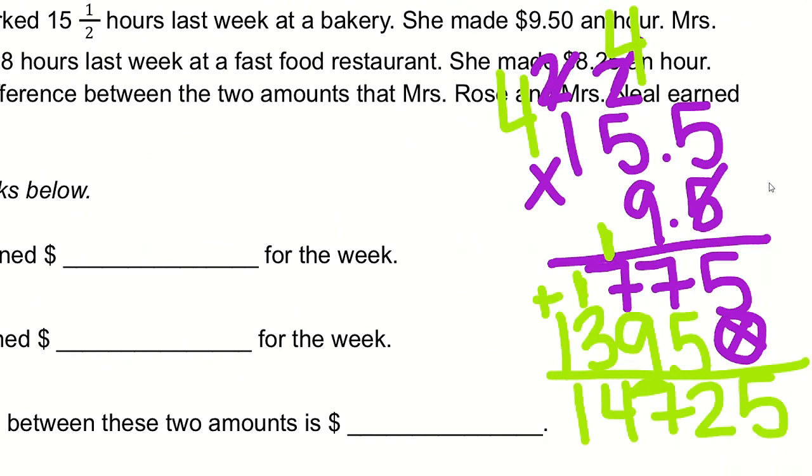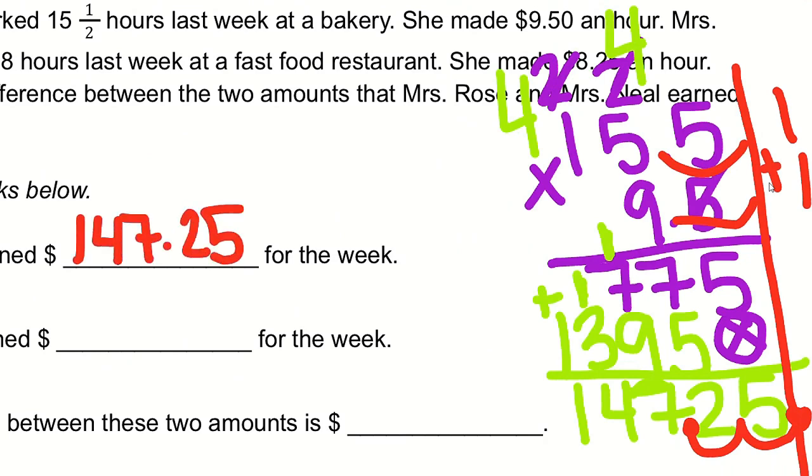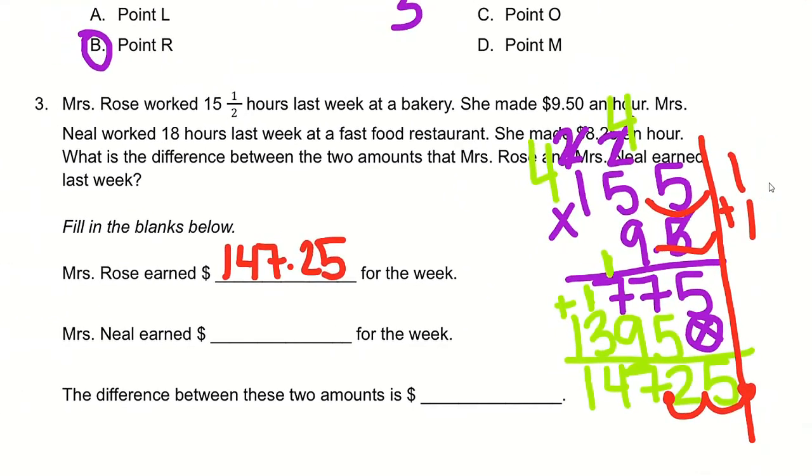And now before we move on, do not forget your brick wall. We got to go 1 plus, and then this one goes 1. So then therefore from my brick wall, I am going to move 2 times. 1, 2. So my answer for that one for Miss Rose is going to be $147.25. Woo! That's a lot of money. Go Miss Rose.